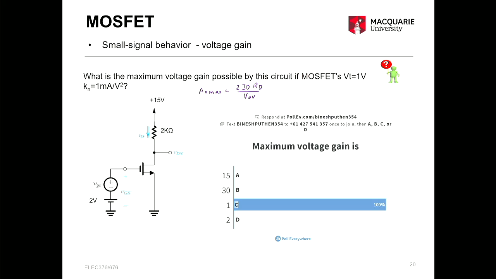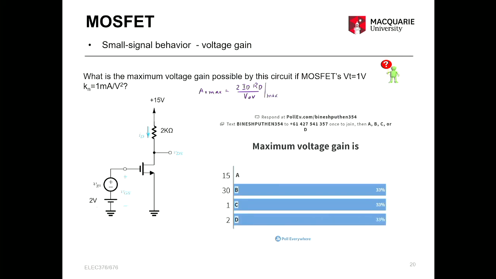What is the maximum value of IDRD that you can have here? So in order for the AV max, you need to maximize this as well, right, on the right side. So what is the maximum value that IDRD can have? The maximum it can have is what? 15. So it cannot be more than 15.